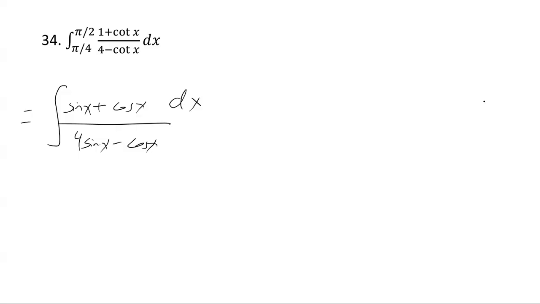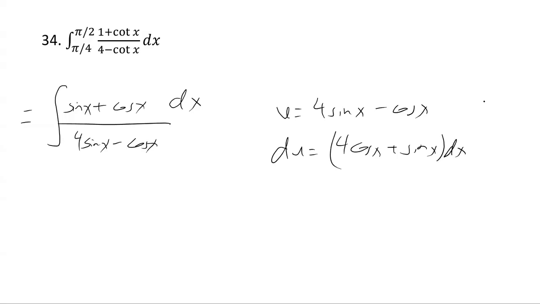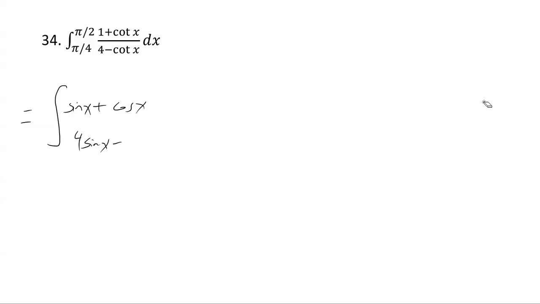So I don't see a substitution like u being the bottom, and then du would be 4 cosine x plus sine x dx. The problem is this 4 is in the way. I can't just do a fourth du, because if I do that, this 4 would go away, but I put a fourth over here, and then there's no fourth on the top. So this makes it complicated. There might be a way to do this, but I abandoned this method right away, and started to try something else that might be more complicated, actually, but I persevered through it.